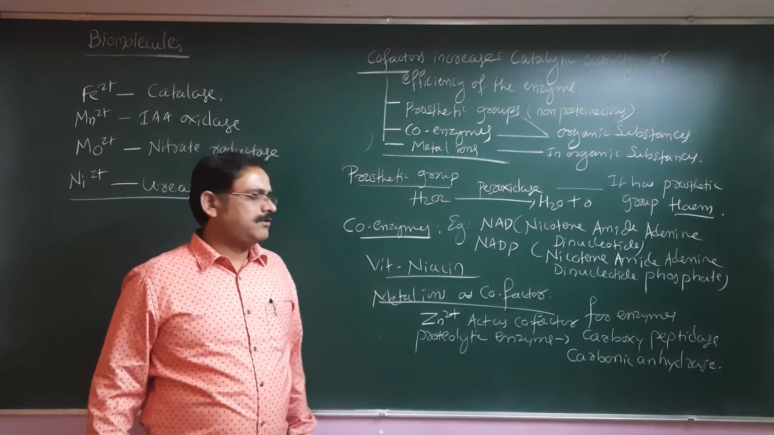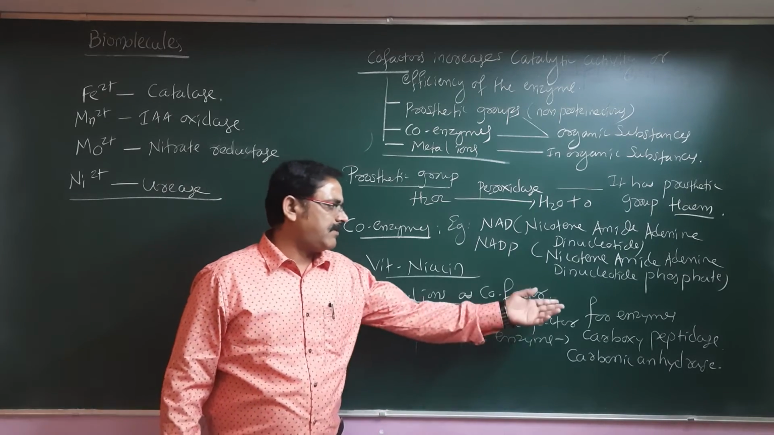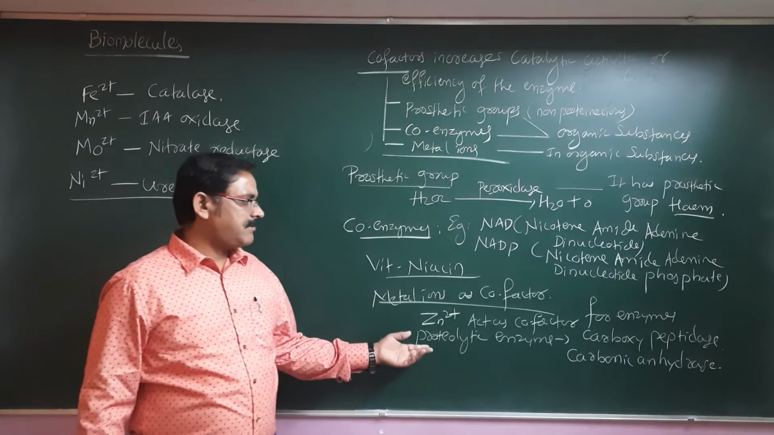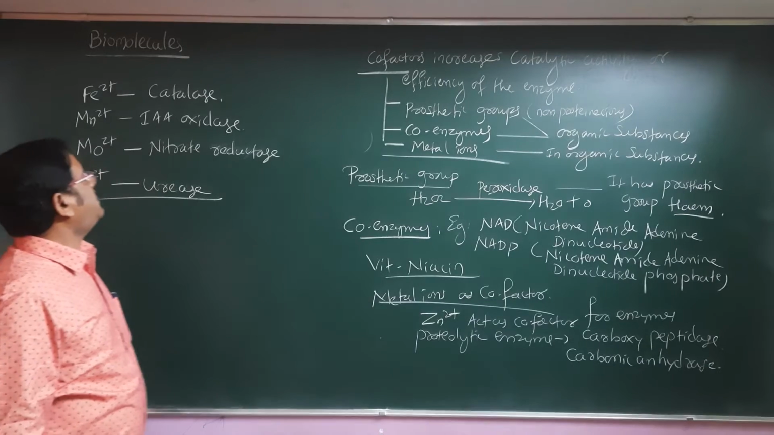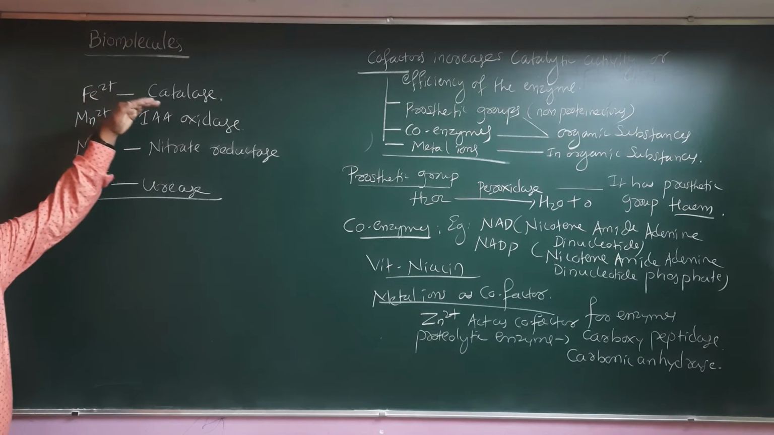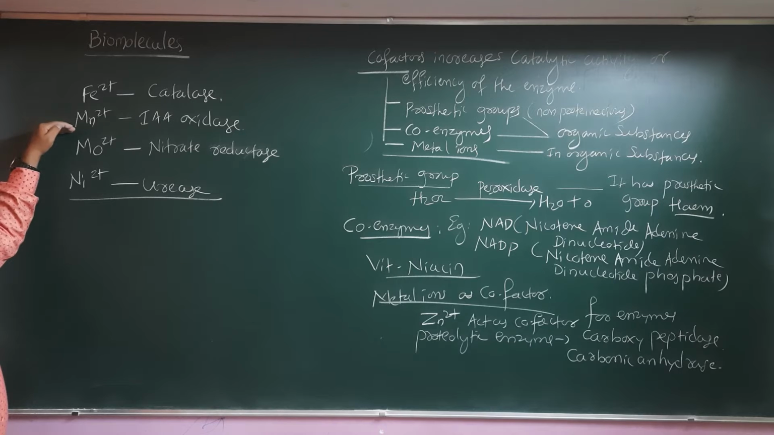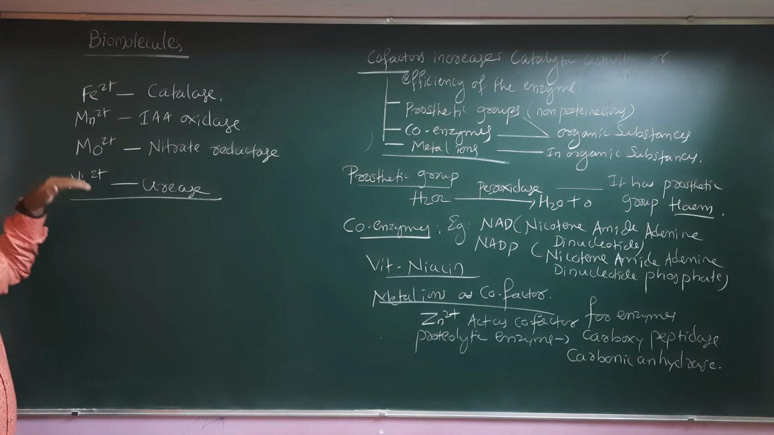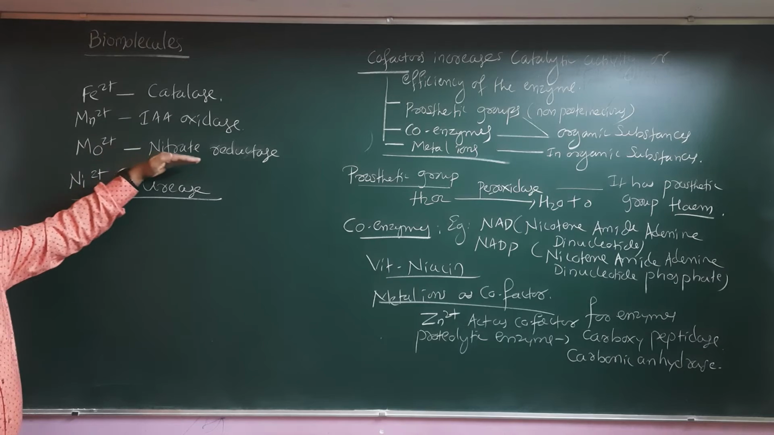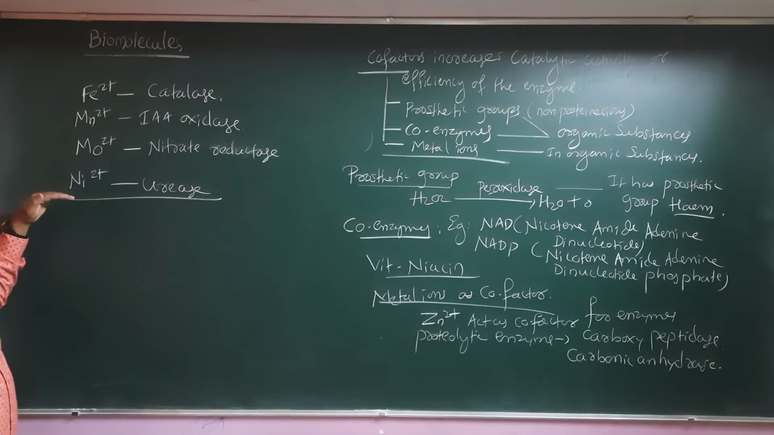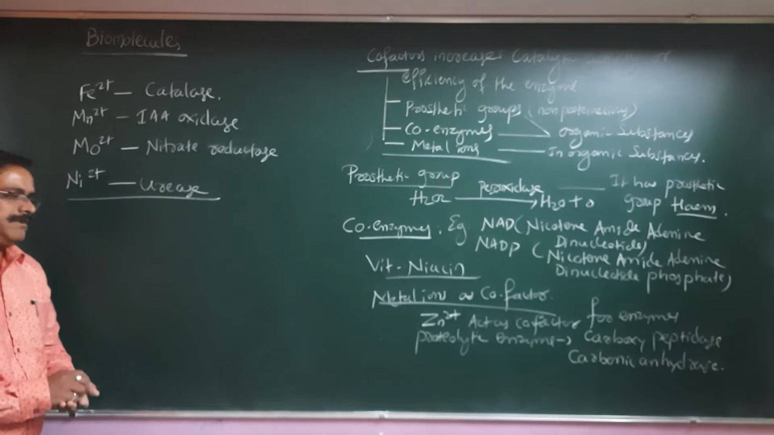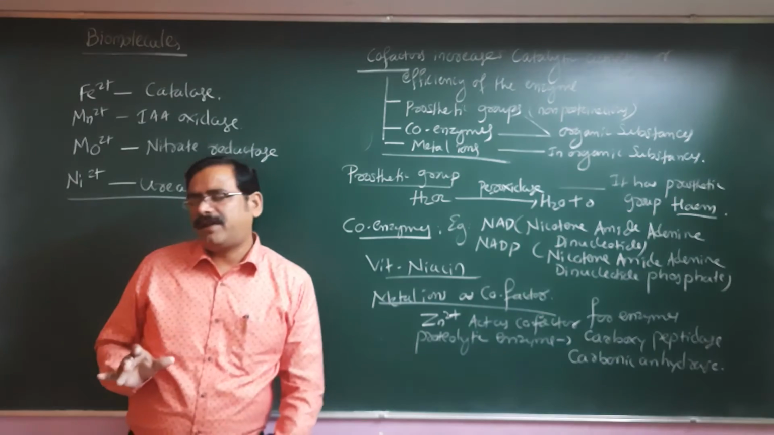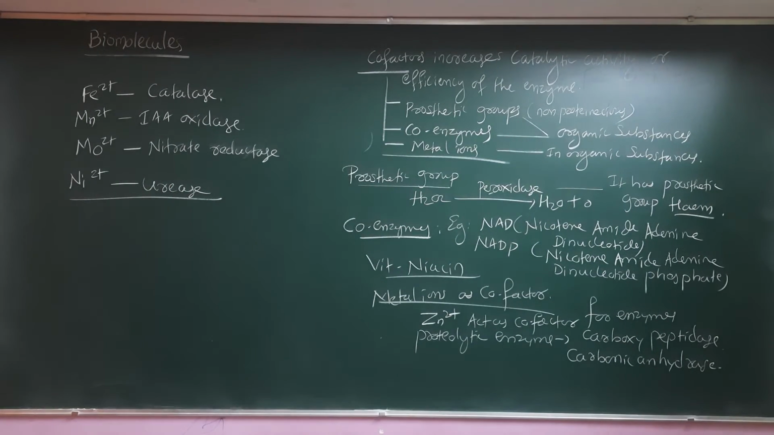Metal ions are acting as a cofactor, such as zinc acting as a cofactor for the enzymes, mainly the proteolytic enzymes, we can say carboxypeptidase as well as carbonic anhydrase. And then iron is acting as a cofactor for catalase, then Mn2+ acting for indole acetic acid oxidase, and molybdenum acting as a cofactor for the nitrate reductase, then nickel is acting as a cofactor for urease. Thus we understand the cofactors are very important and essential, that gives the efficiency to the enzymes.